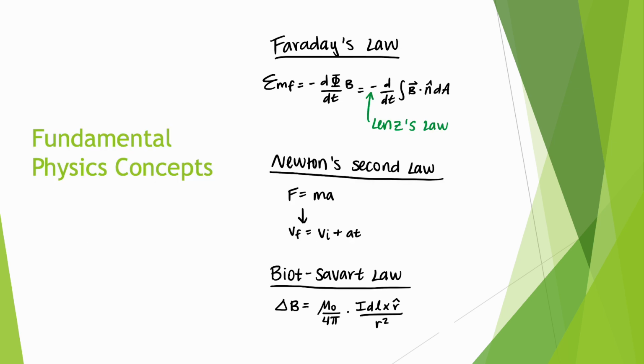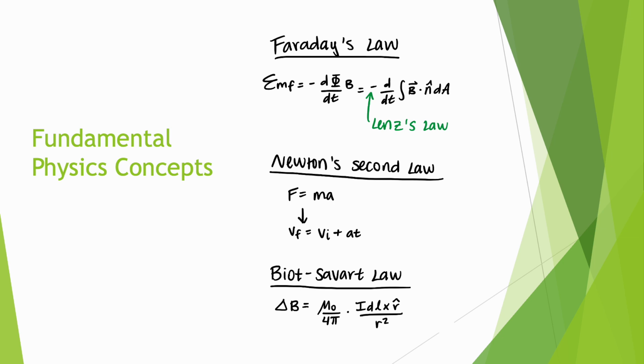Before starting the lab, there are a few important physics concepts to know. First, like the name of the lab, Faraday's law is that a magnetic flux that changes in time creates a non-Coulomb electric field that generates an EMF. The minus sign in Faraday's law is Lenz's law because nature abhors a change in flux. Next is Newton's second law of motion, saying that force is equal to mass times acceleration, and the equations that can be derived from that.